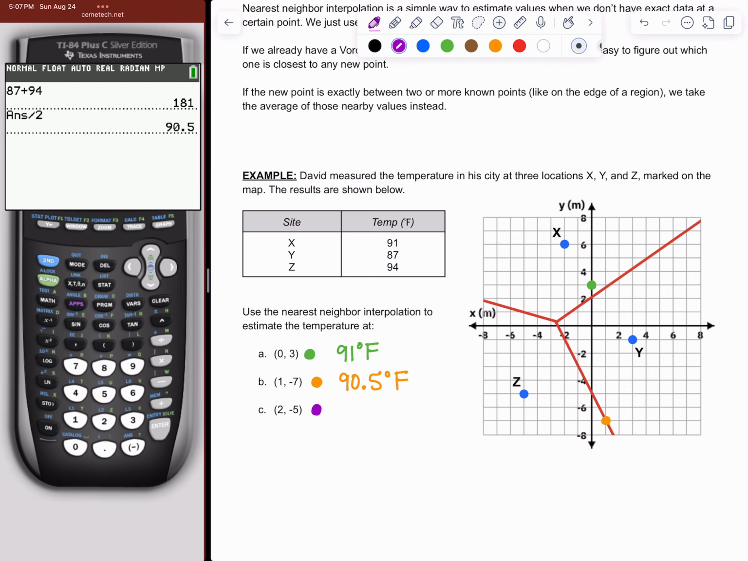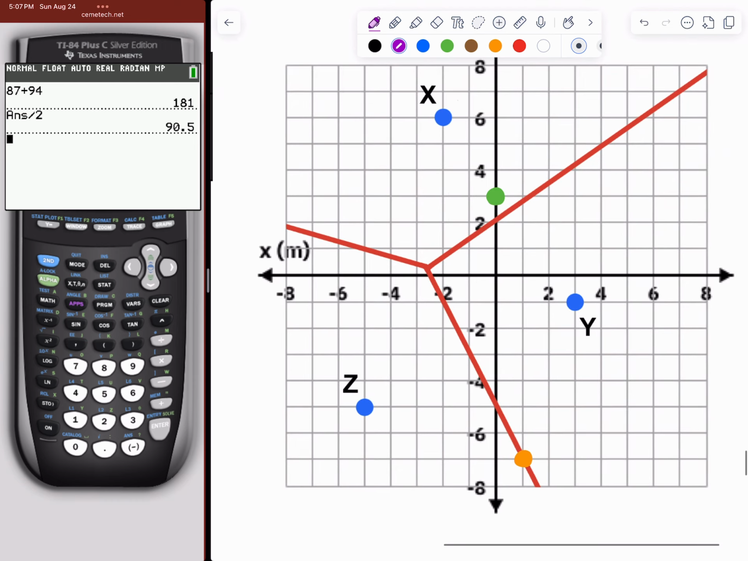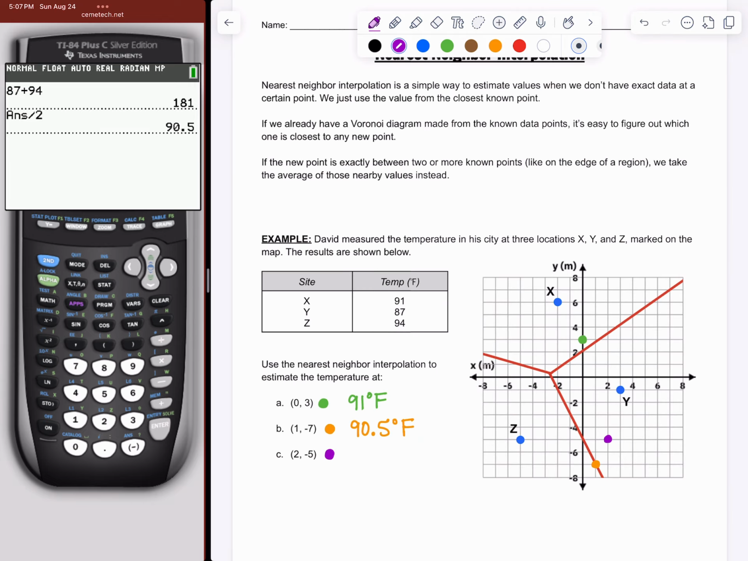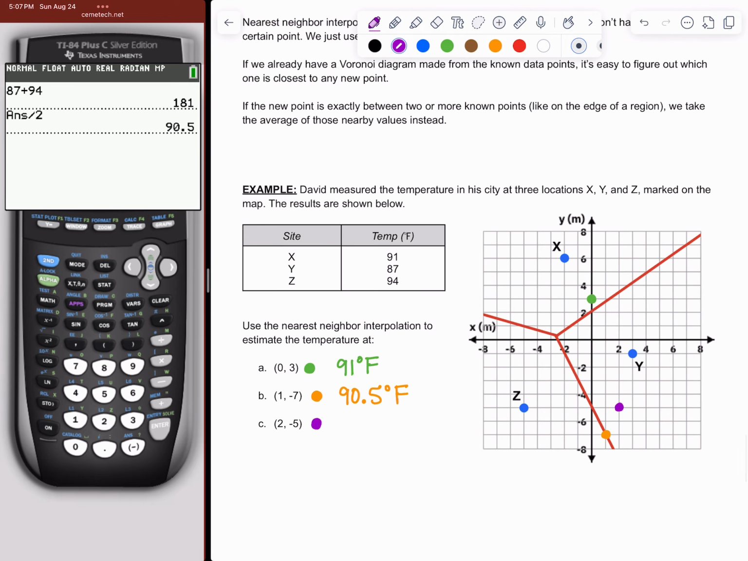All right. The last point that we have here is (2, -5). So if I graph (2, -5), that point lies here, and it is in the cell where Y is. So it's going to take on that same value. Y has a temperature of 87 degrees Fahrenheit, which that point will take on as well.